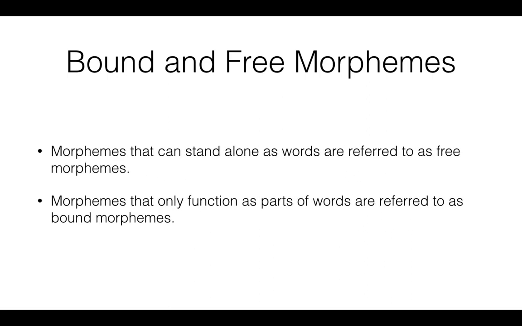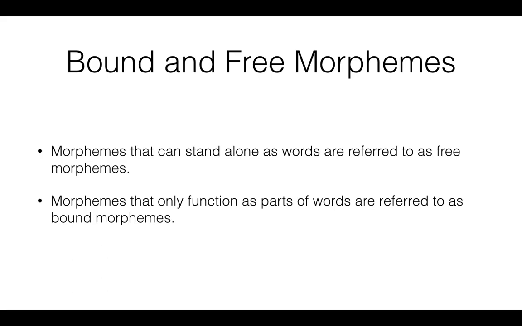So the free morphemes are morphemes that can stand alone as words. For example, you can say man, you can say fold, you can say book, you can say whatever morpheme word that can stand alone. It's a free morpheme. There is another type of morpheme which is called bound morphemes, and these morphemes only function as parts of words. They don't stand alone.